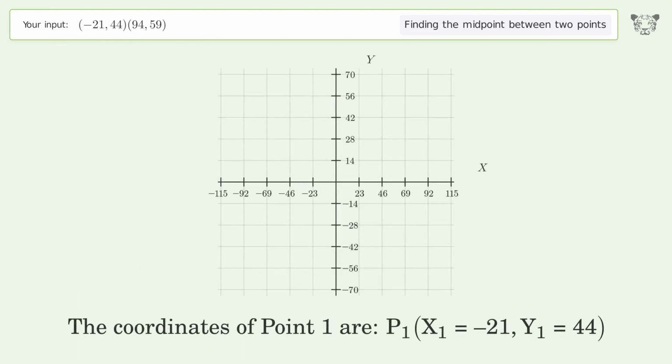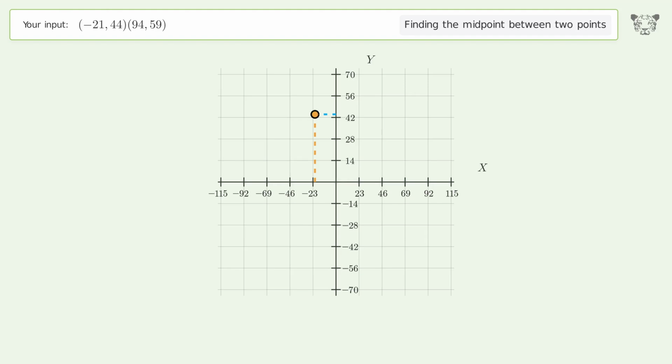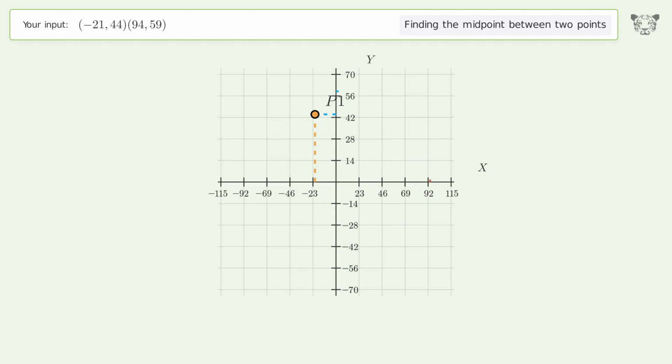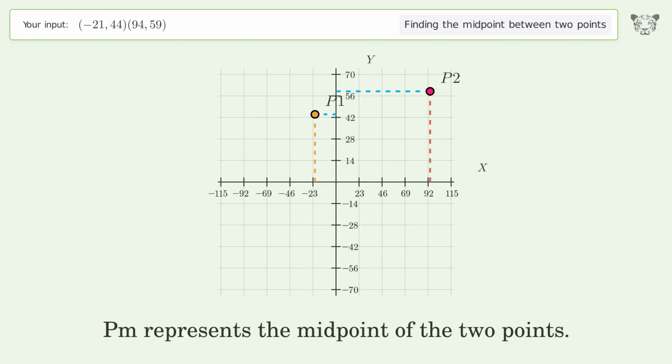The coordinates of point 1 are x1 equals -21, y1 equals 44. The coordinates of point 2 are x2 equals 94, y2 equals 59. PM represents the midpoint of the 2 points.